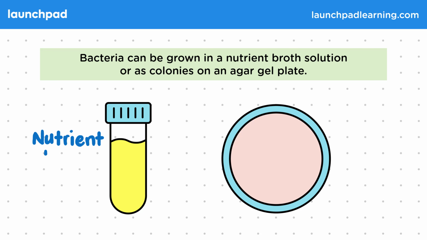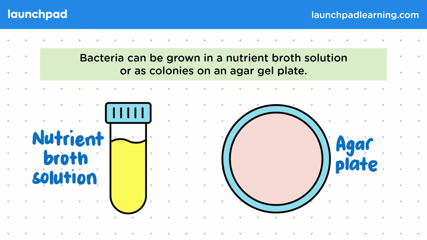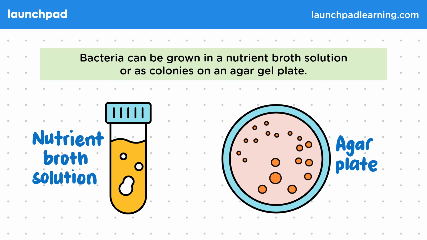So on the left here you can see the nutrient broth solution. This is a liquid that contains all the nutrients that bacteria need to grow successfully, such as carbohydrates for energy. And on the right is the agar plate. This is a solid gel with nutrients that also help with bacterial growth. It's important to ensure that the cultures grown on each of these media are not contaminated by other types of bacteria. We can tell that bacteria are growing because the nutrient broth solution will turn cloudy and the agar plate will start to develop individual colonies, showing the bacterial growth.